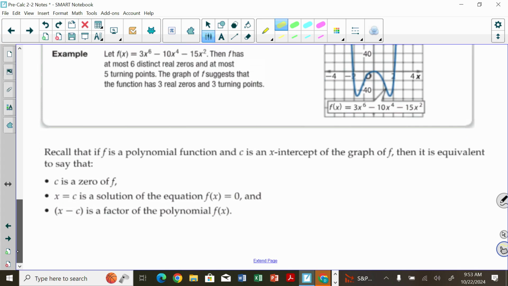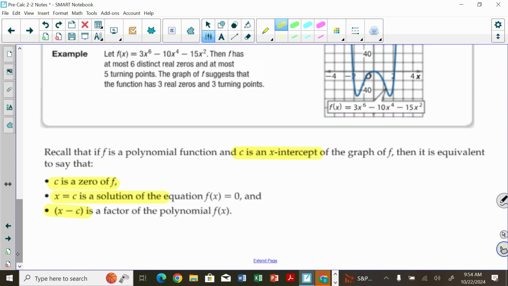All right, so a couple things just to also keep note of, and just look at this, just to review so we know what we're talking about as we review some stuff. So understand that if we've got a polynomial and c is an x-intercept of the graph, then we can say the following things, that c is a zero of that. So zeros, intercepts, solutions, remember those are all kind of similar things. x equals c is a solution of the equation, okay? And also x minus c is a factor of the polynomial.